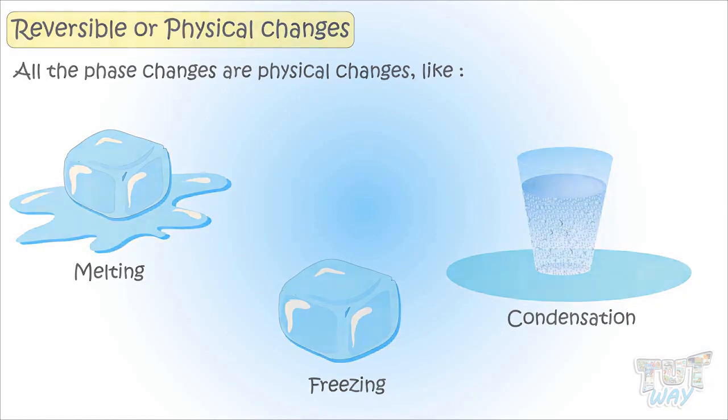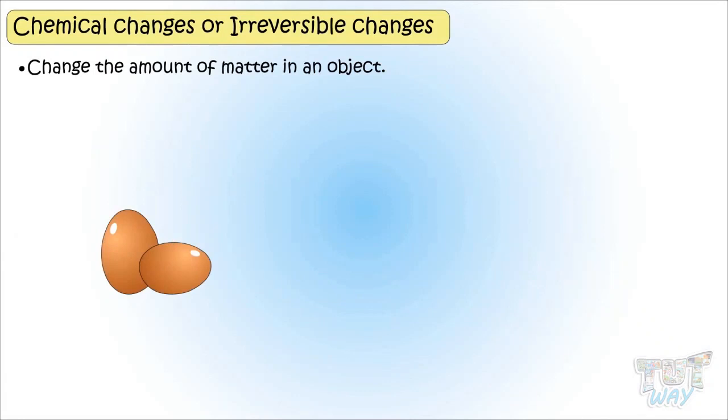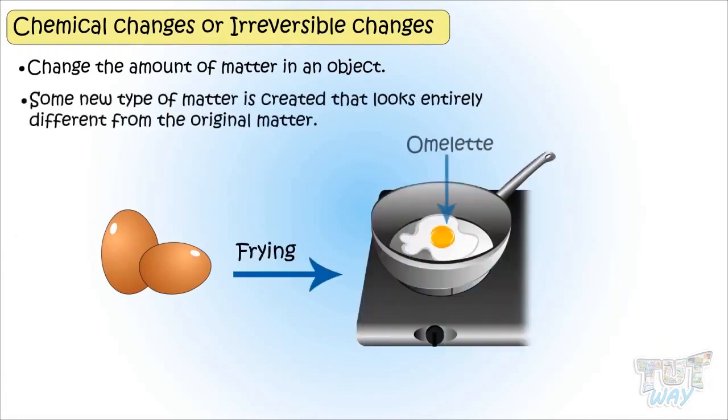Now let's learn about chemical changes or irreversible changes. Chemical changes are those changes that change the amount of matter in an object, and some new type of matter is formed that looks entirely different from the original matter and are irreversible. That is, cannot be reversed once done.